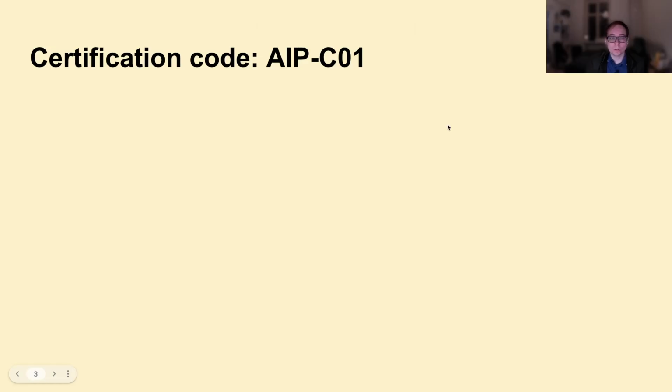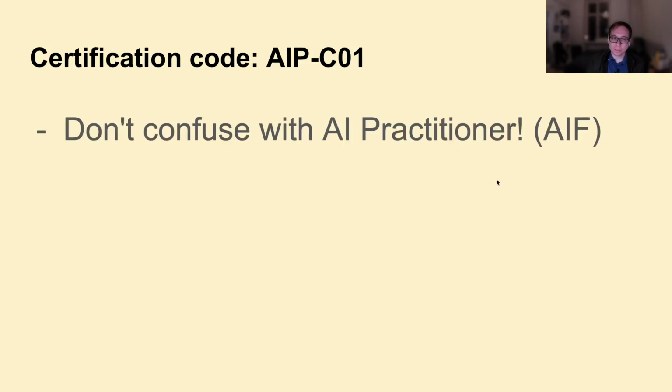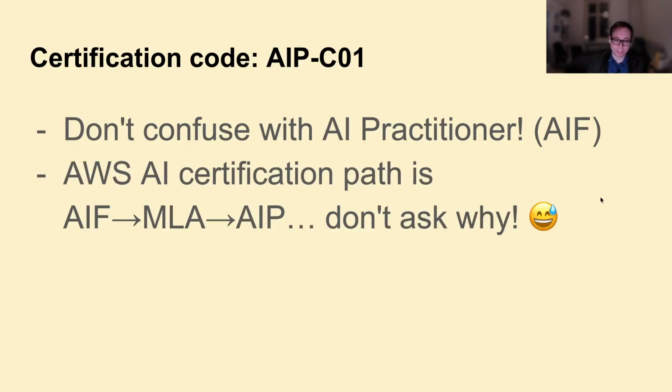So first, a quick note on the certification code. It is AIP-C01, and importantly, don't confuse this with the AI practitioner, which is a foundational certification, and its code is AIF. Yeah, the code is quite misleading, and the AI certification path in AWS is AIF, MLA, AIP. The F stands for foundational, the A for associate, and the P for professional.